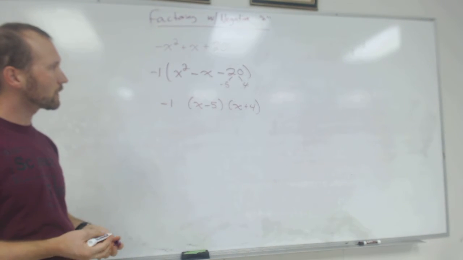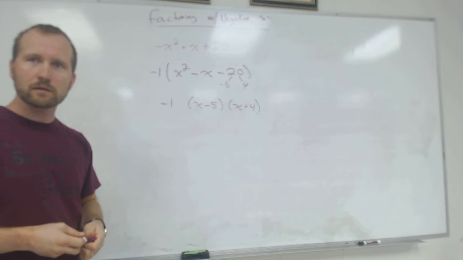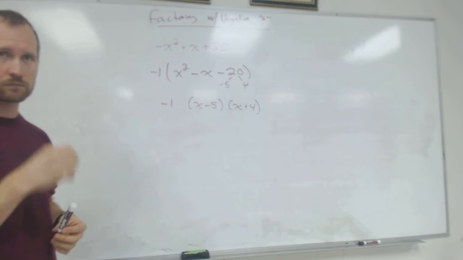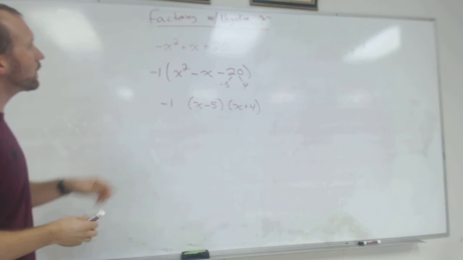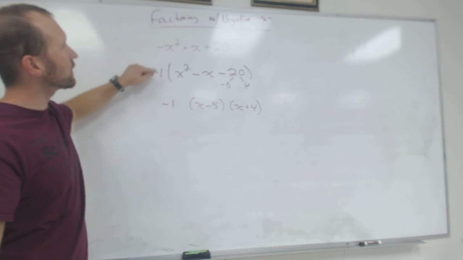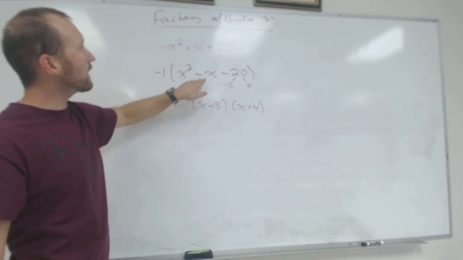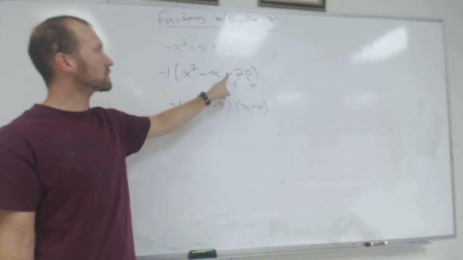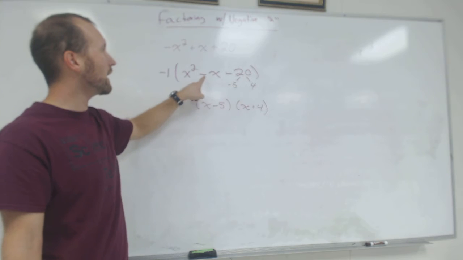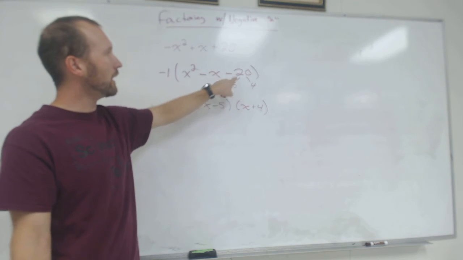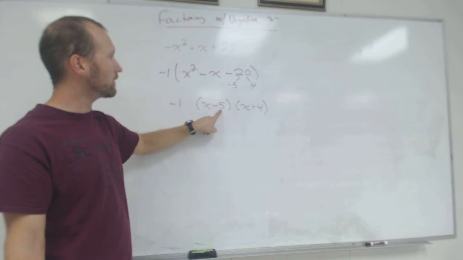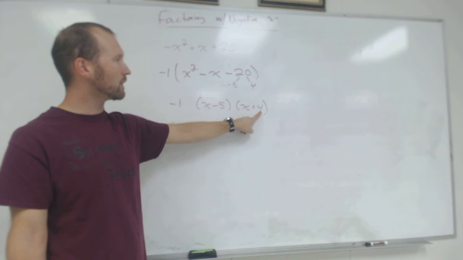Okay? What happens to all the negatives? Do they just kind of go away? Well, when I pull out a negative 1 here, I switch every sign. When I factor this, I just factor it how I would normally factor. So factors of negative 20 that add up to negative 1 are negative 5 and positive 4. Right? So then I've got my negative 5 and my positive 4.